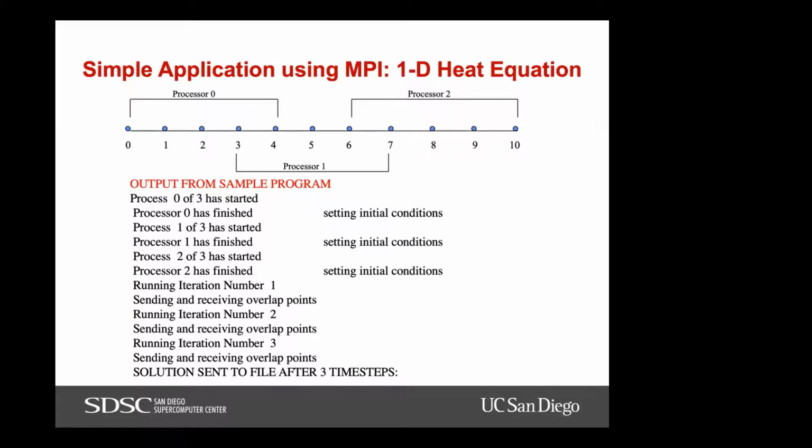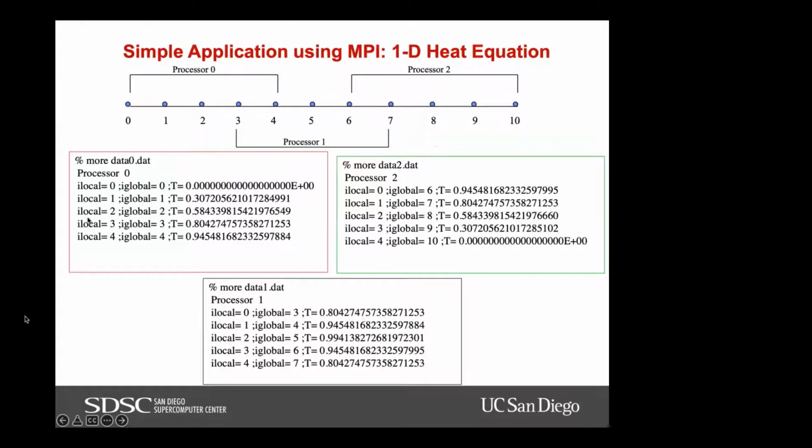So this is the sample output. What I did is put each of these files in a different box so you can compare. You can see, if you match the global index, then you should be able to see if your solution is right. So at global index 3, the temperature is 0.804 after 3 steps.